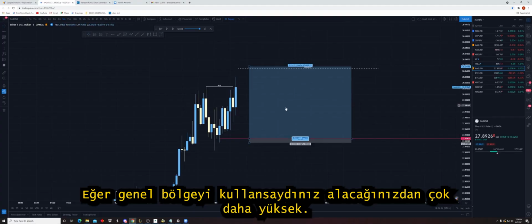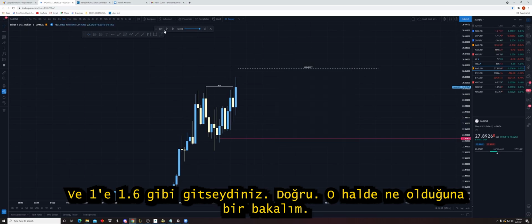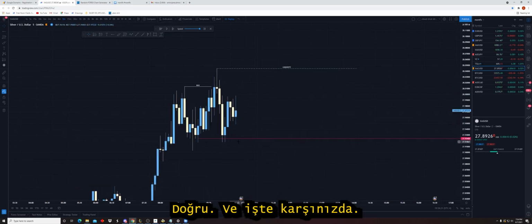Much higher than what you would have gotten had you used the overall zone and gotten like 1 to 1.6, right? So we can take a look at what happens in price here, right? And there you have it.